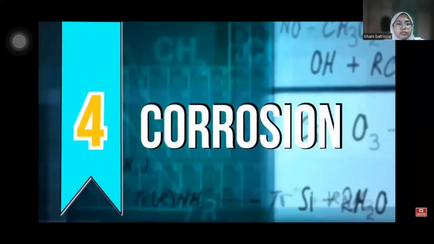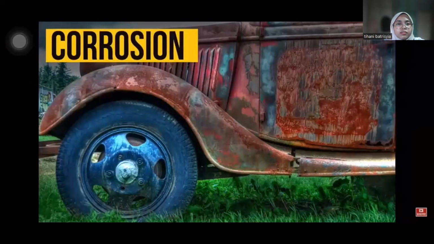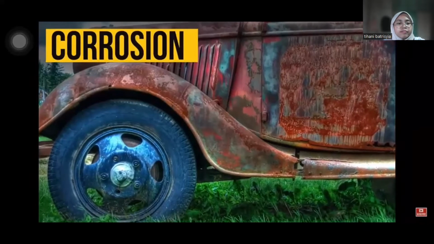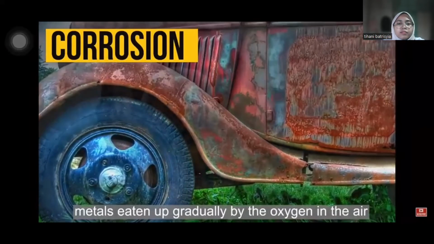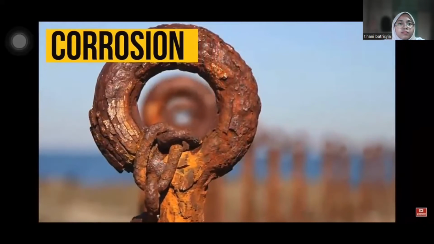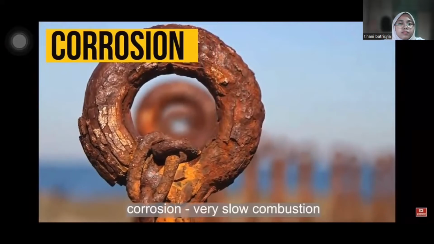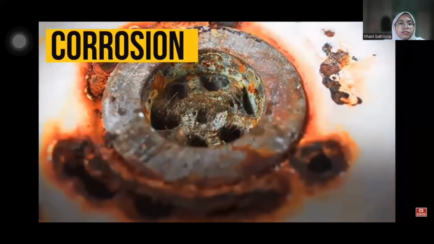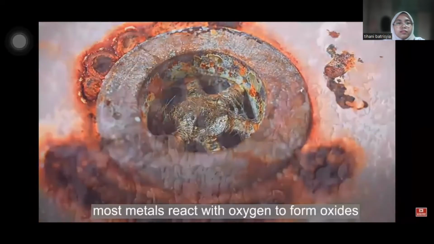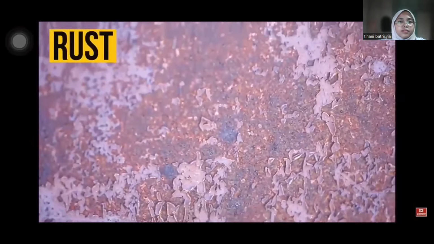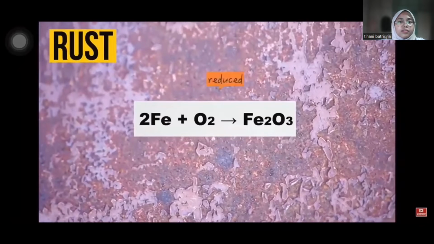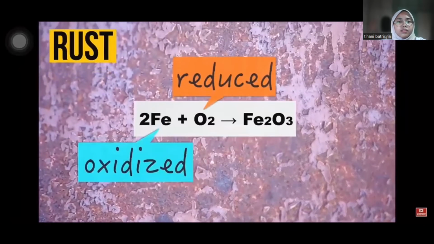Number 4, corrosion. Another classical example of oxidation is corrosion. Corrosion is a process where metals are eaten up gradually by the oxygen in the air. In a way, corrosion is a very slow combustion. Most metals react with oxygen to form oxides. The oxide of iron is commonly known as rust. In this reaction, oxygen gets reduced while iron gets oxidized.